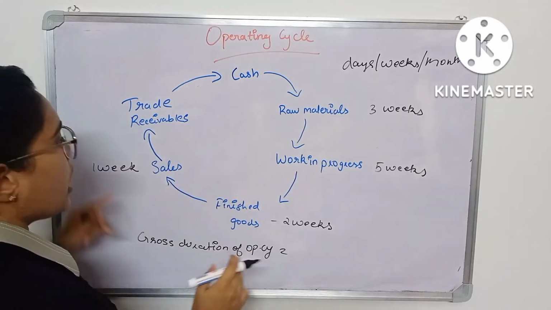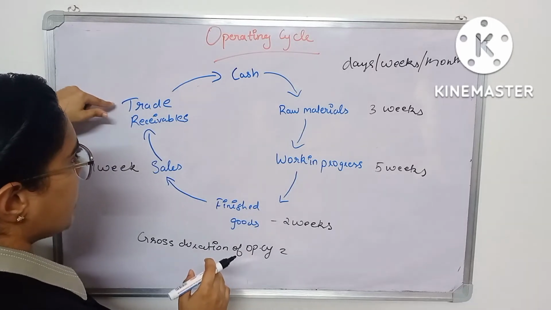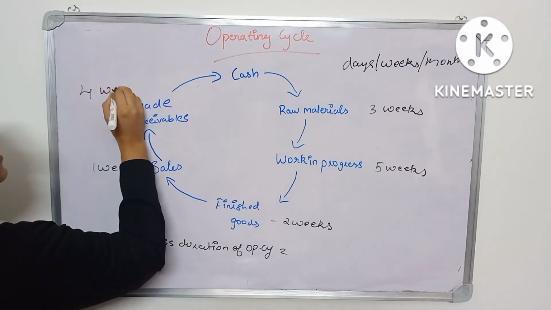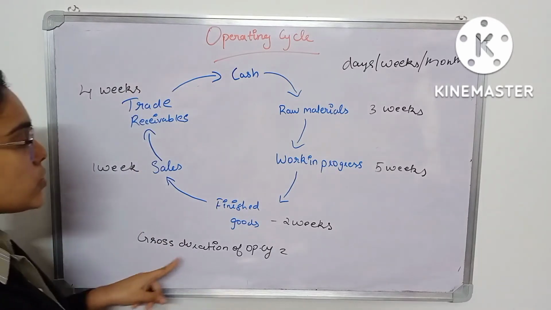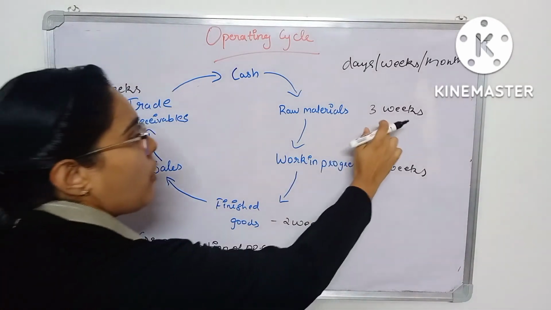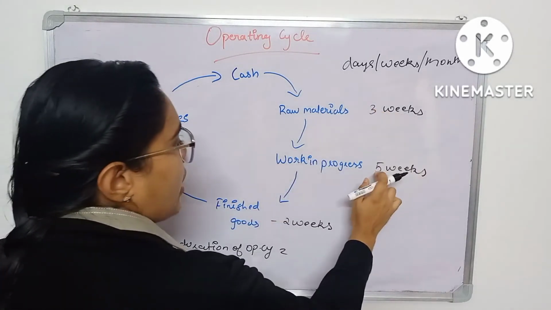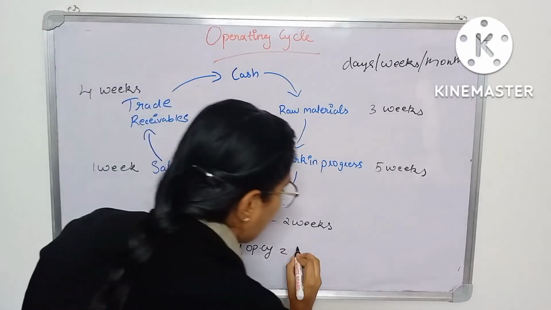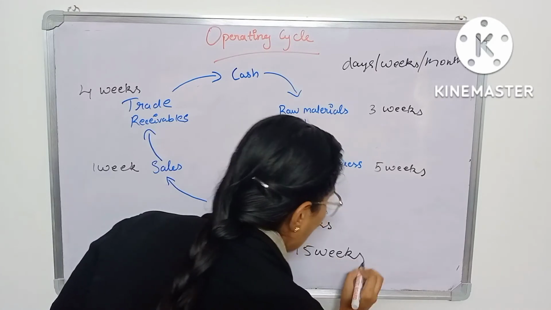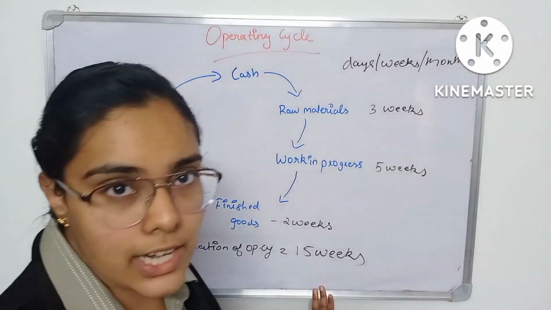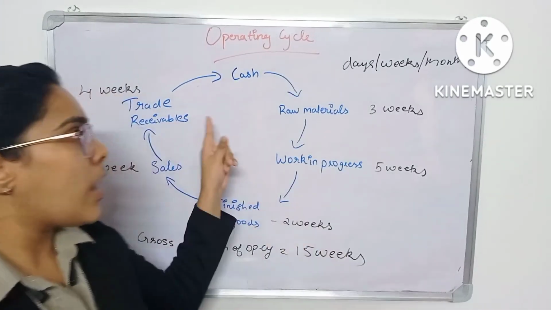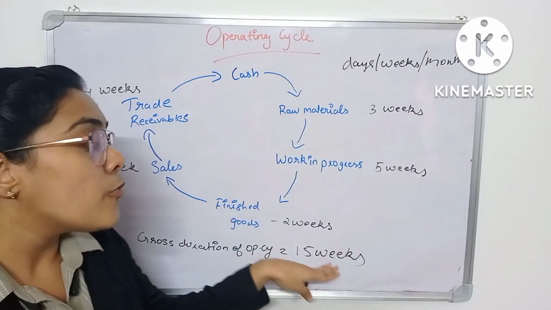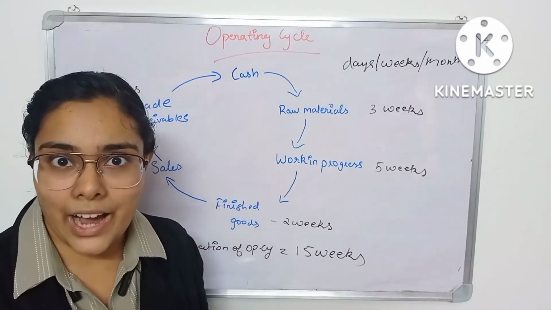Now, for converting sales into trade receivables and from trade receivables back to cash, say it will take a month or 4 weeks. Now, the gross duration of operating cycle means you have to add up all these weeks. That means 3 plus 5 is 8, 8 plus 2 is 10, 10 plus 1 is 11, 11 plus 4 is 15. That will give you 15 weeks. So the duration of operating cycle is 15 weeks. Once you have converted your cash into raw materials, it takes about 15 weeks to realize that cash back again.